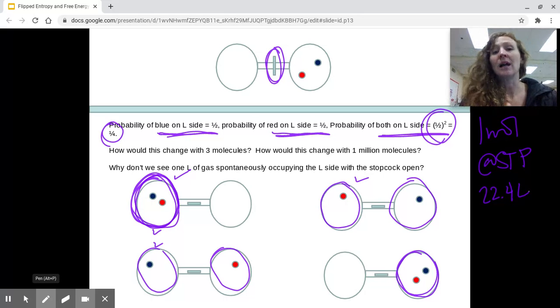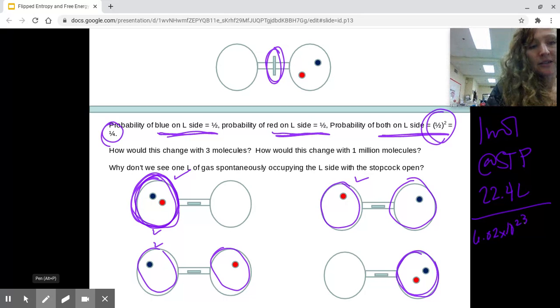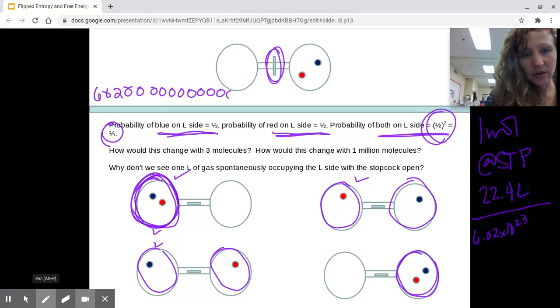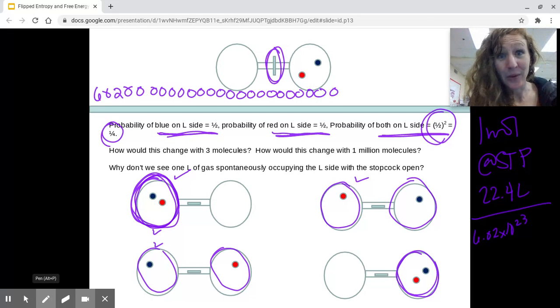But think about the molecules in there. How many molecules is that? It's 6.02 times 10 to the 23rd molecules. If you take that many molecules and you divide it by 22 balloons, you still have a ton of molecules in your balloons.